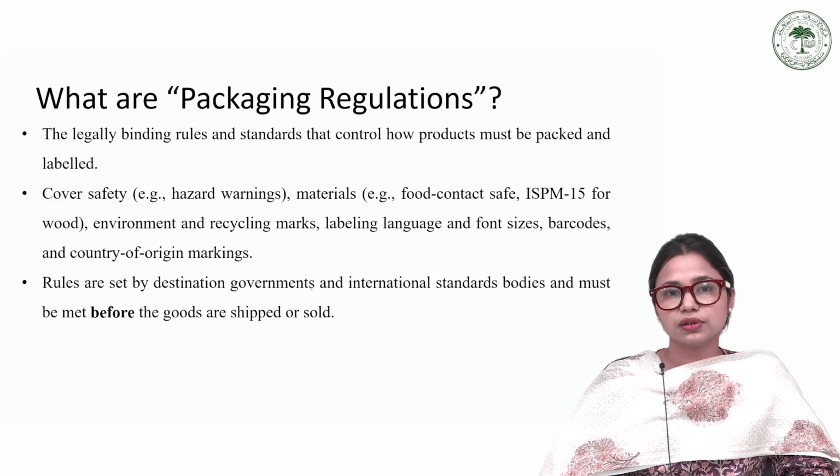What do they cover? They cover safety, for example hazard warnings; materials, for example food contact safe, ISPM 15 for wood; environment and recycling marks; labeling language and font sizes; barcodes; and country of origin markings. These rules are set by destination governments and international standards bodies and must be met before the goods are shipped or sold.